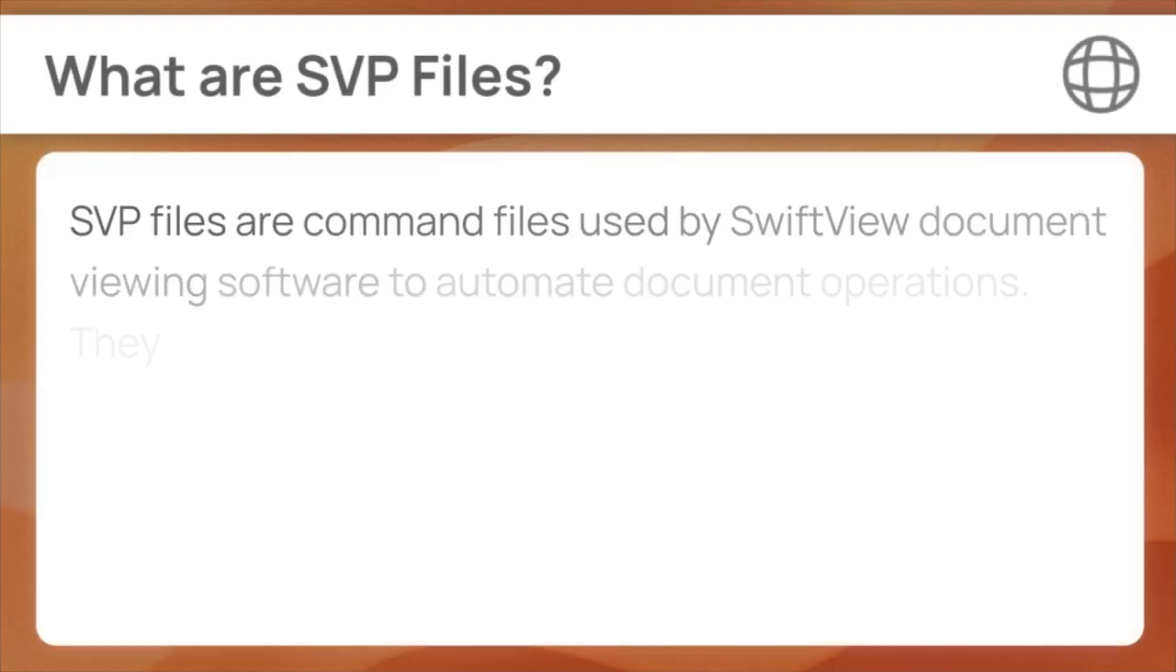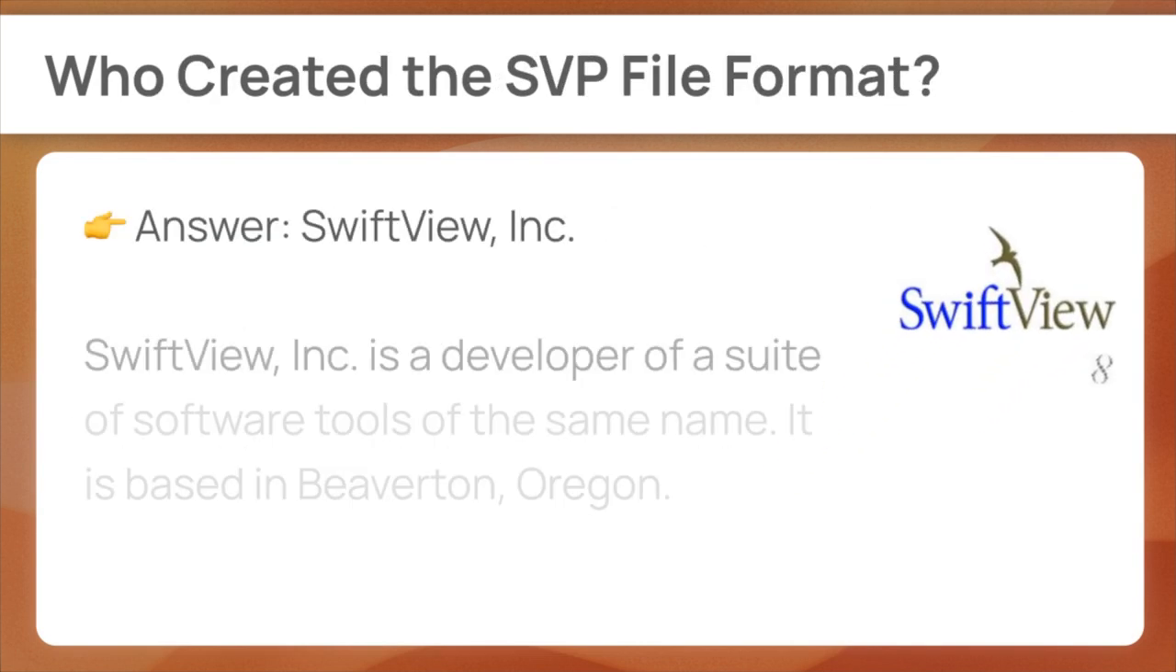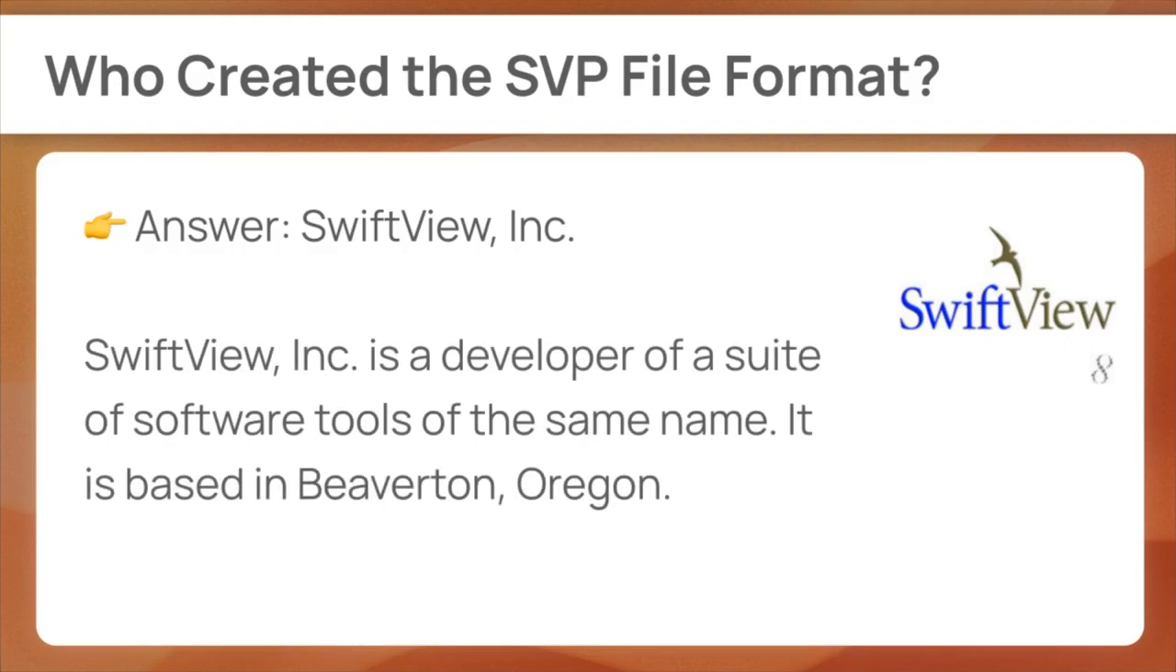SVP files are command files used by SwiftView document viewing software to automate document operations. They contain instructions for opening, viewing, printing, and processing documents in formats like PCL, HPGL, and PDF, enabling batch document workflows in enterprise printing and document management environments.